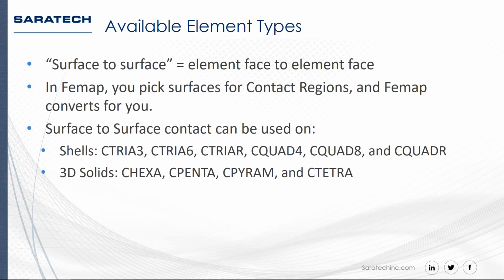So NX Nastran defines the contact capability as surface to surface, which is what you may hear or see in Femap, but really it's element face to element face. In Femap, you can pick surfaces for the contact regions just like we do for pressure loads. So it makes it very easy, and Femap automatically applies it to all of the element faces on those surfaces that you pick. As for the element types, surface-to-surface contact can be used on the faces of the following elements you see here. So for shells, your trias, your quads, and so on. And for your 3D solid elements, your hexahedral, pent, pyramid, and tetrahedral, of course.